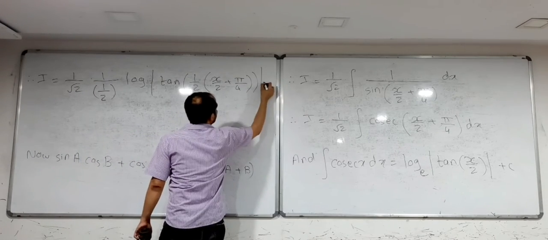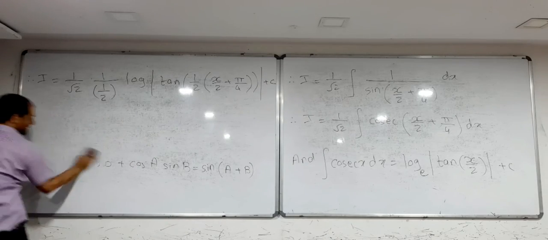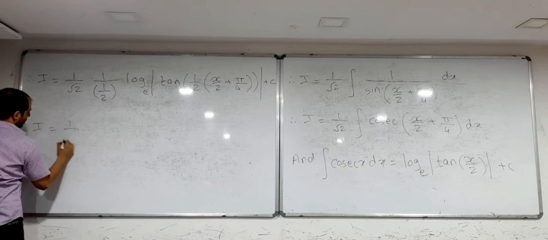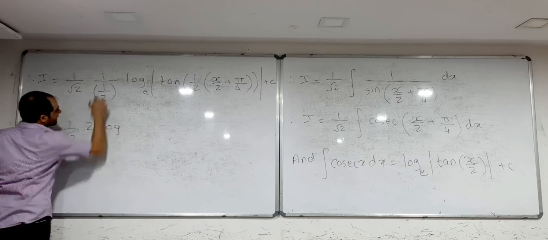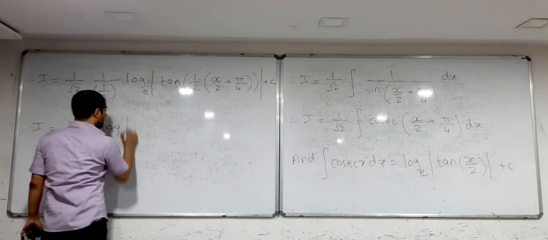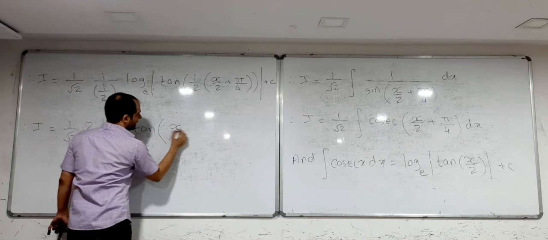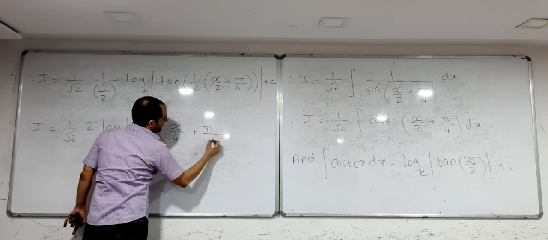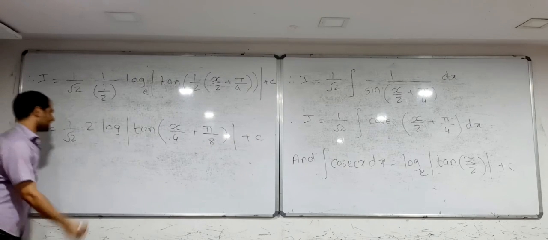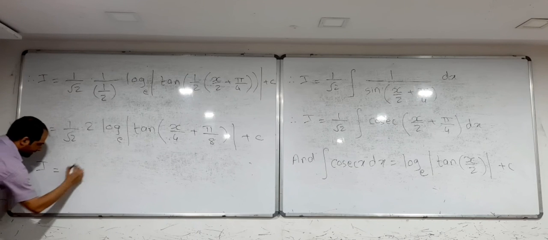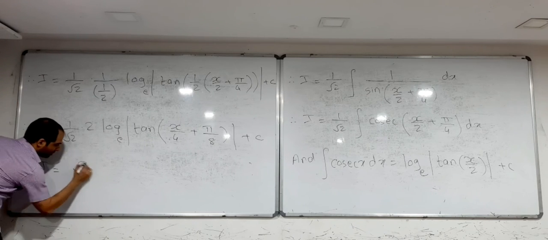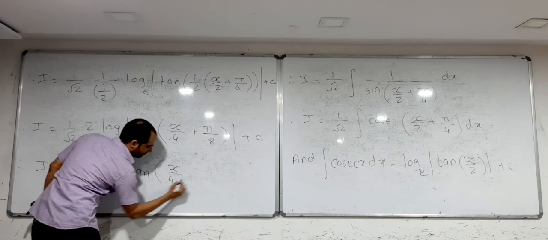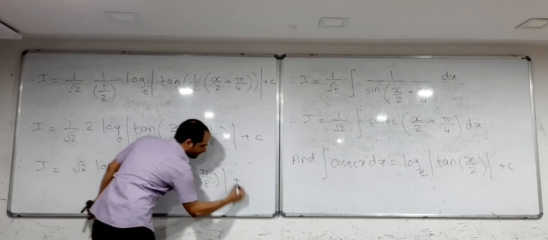Yes, ये 2 ऊपर चला जाएगा और log to the base e आपको to the base e लिखने की जरूरत नहीं है. So I is 1 by root 2 into 2 into 2. Students dividing by the coefficient of x नहीं करेंगे और उनका आंसर गलत आएगा. कितना हो जाएगा x by 4 plus, don't write pi by 2, it's pi by 4 into pi 4 into 8, so pi by 8 plus c. So final answer is I is root 2 आपने का डिवाइडिंग किया तो 1 by root 2 into log of mod of tan of x by 4 plus pi by 8 plus c.